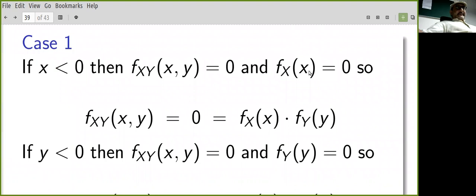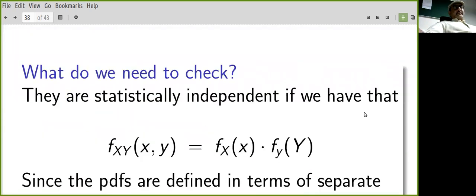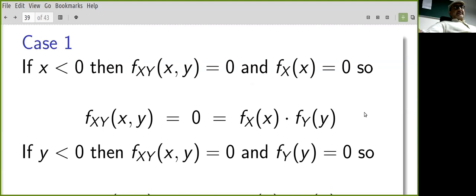This thing is defined in cases, right? In this region of the plane, it takes this form. In this region of the plane, it takes that form. So we consider the separate cases. In case one, if x is less than 0, then the joint PDF is 0 and the individual PDFs are 0. So in that case, the joint PDF is the product of the individual PDFs.